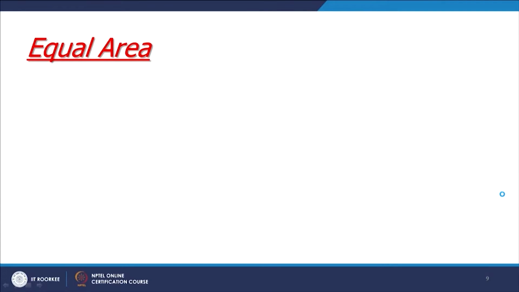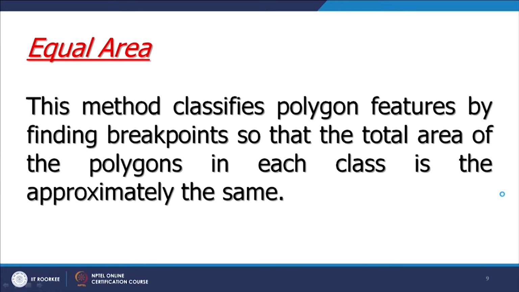In this fourth method, the equal area method, it is going to again count the number of cells, because each cell will have its own spatial resolution, by which we can bring the area in also. So this method basically classifies polygon features. You can also apply it on raster data by finding breakpoints, so that the total area of the polygons in each class is approximately the same, and that is why it is called equal area. In some special kinds of requirements or projects, we may resort to this type of classification also.